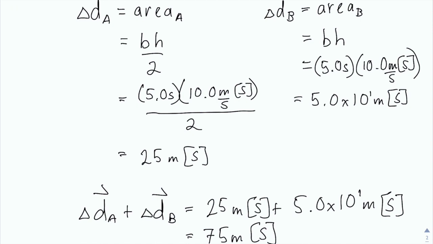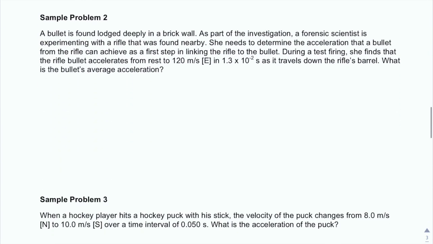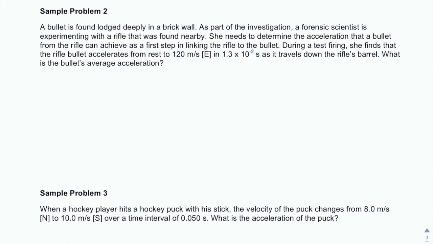Let's continue on to problem solving using our equation for acceleration. Sample problem number 2. A bullet is found lodged deeply in a brick wall. As part of the investigation, a forensic scientist is experimenting with a rifle that was found nearby. She needs to determine the acceleration that a bullet from the rifle can achieve as a first step in linking the rifle to the bullet.